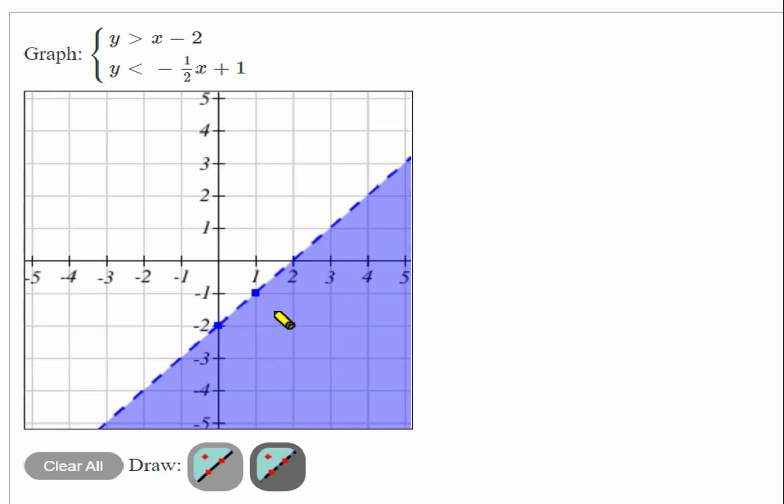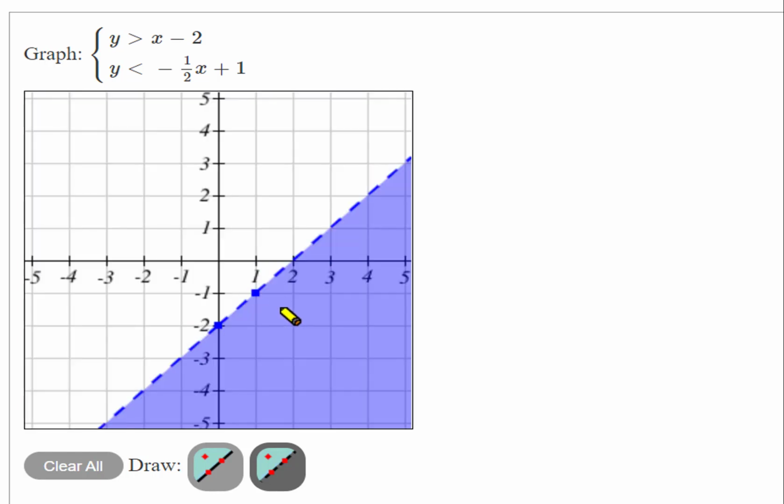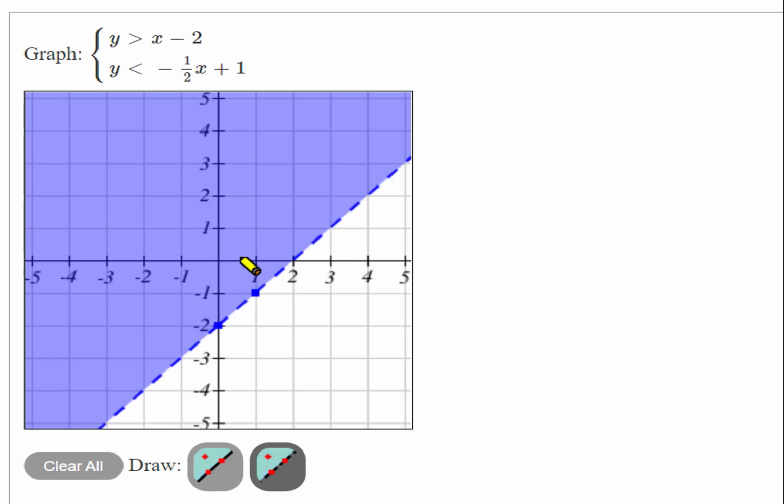Now I just move my pencil here, that's on screen, into one side or the other. And that's where you just have to do the same sort of test to decide which way it's going to go. If you choose the origin and plug it into this equation, you would get 0 is greater than -2. Since that's a true statement, just click there, and now that will stay shaded, and you finished graphing that line.